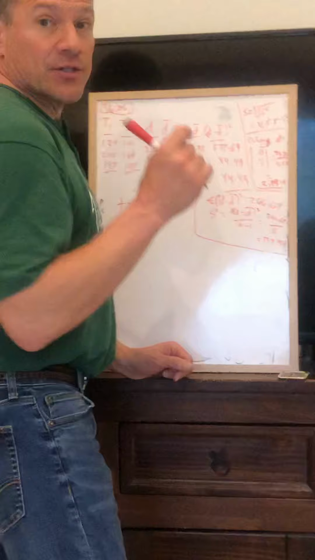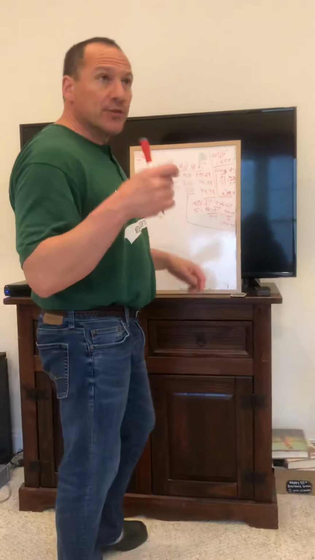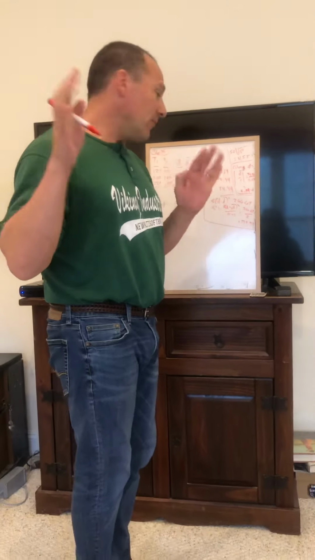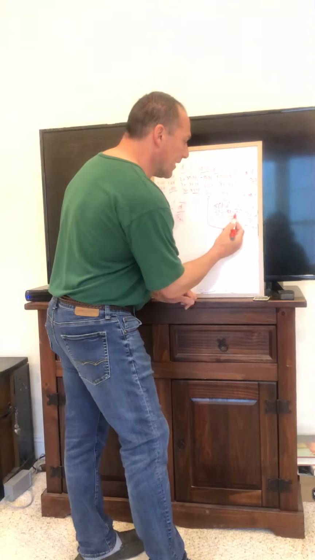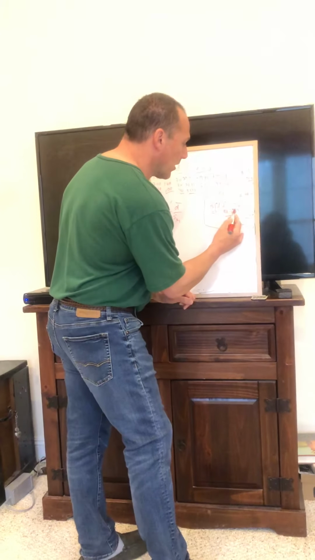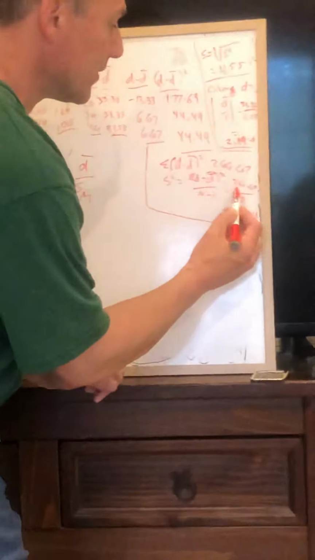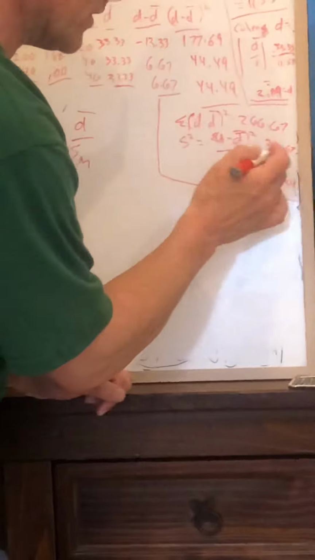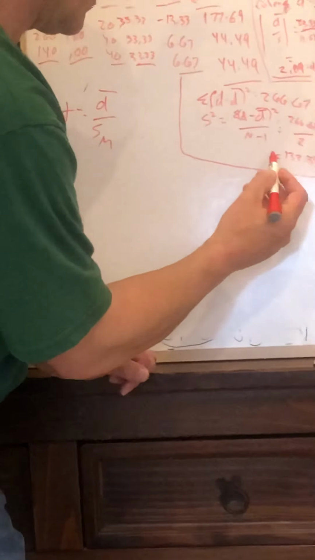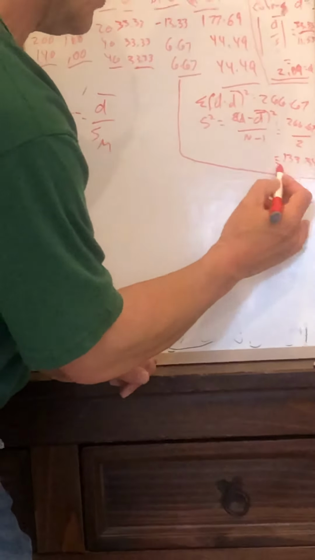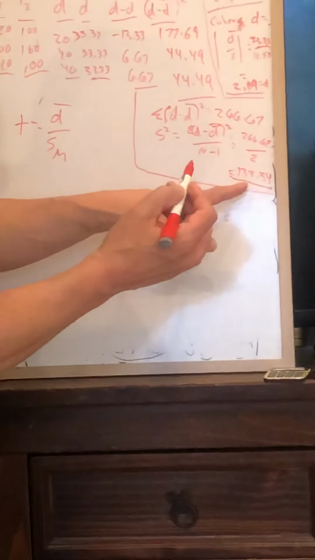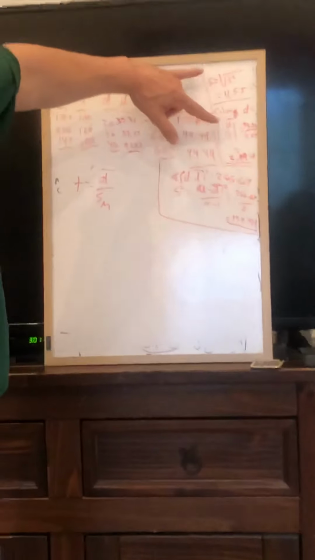S squared is our best estimate of sigma squared, which is the population level variance, and equals sigma d minus d bar squared divided by n minus 1, which is 266.67 divided by 2. So S squared is 133.34. We will need that to figure out S sub m, but here's a little sidebar, and it was the sidebar that I had gotten wrong before. So here's the sidebar up here.